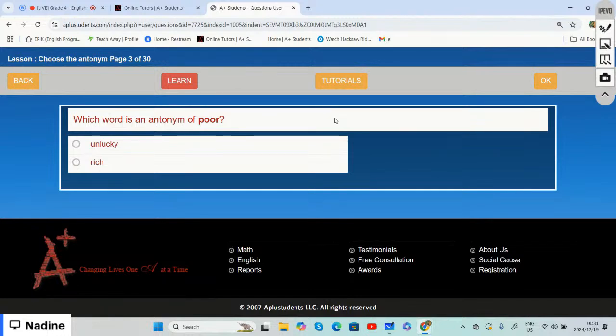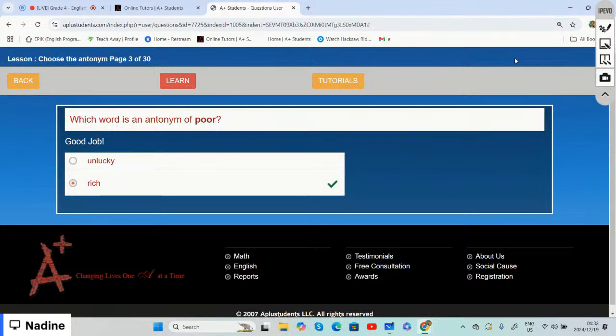All right. And the antonym of poor, the opposite of poor, is rich. Well done. Rich is correct. Rich or wealthy. Well done.